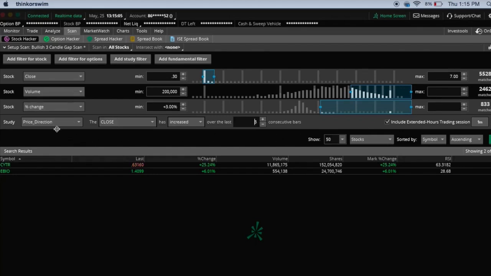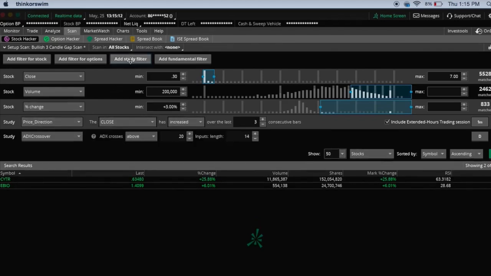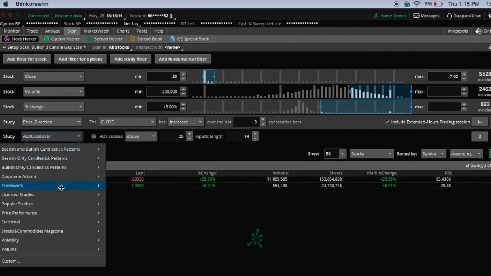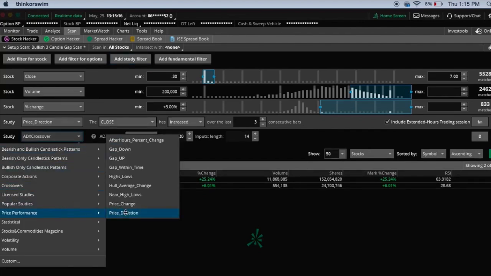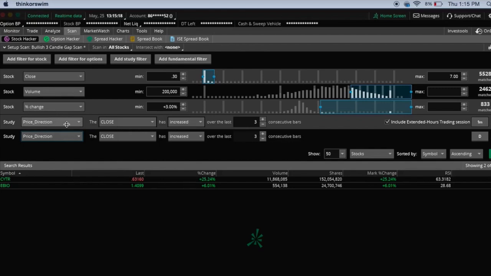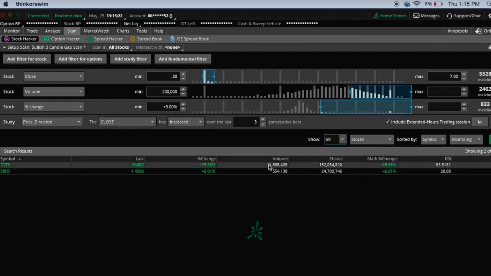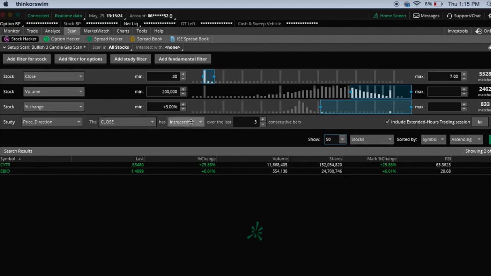And then the last thing, the most important thing you're going to need, is an add study filter. So to get this bottom bar here, you'll go to add study filter. You would click in here. You go to price performance and click price direction. And you'll have the same thing as me. Now I'm going to exit out of this because I already have it. You're going to want to have close, increased, and then I usually have 3 bars.